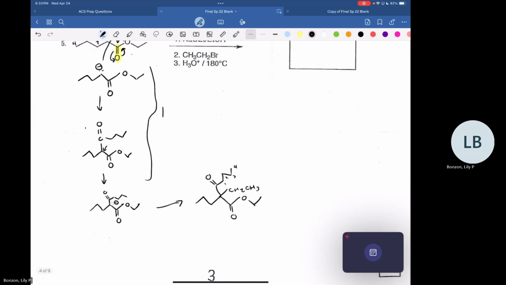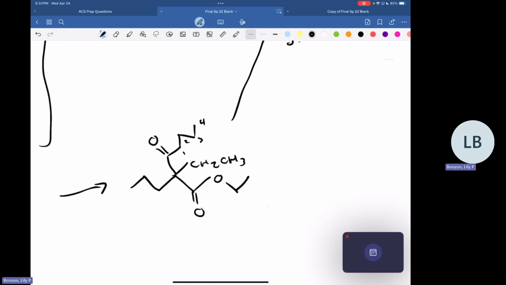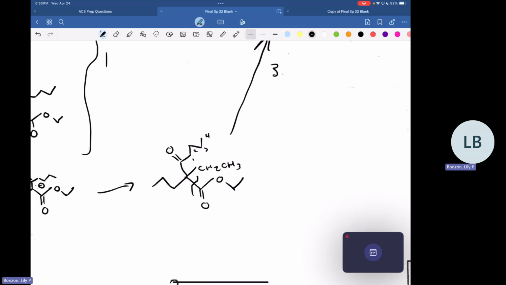Okay. Now I've got this, and then our last step is going to be the decarboxylation step. And so this is going to be H3O plus and high heat. And so this is just going to entirely remove the remaining ester part, including the carbonyl carbon. So we're basically just going to cut it off of the molecule.